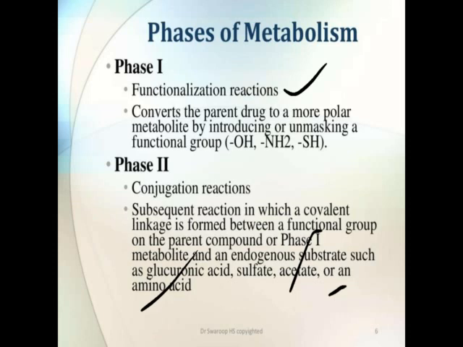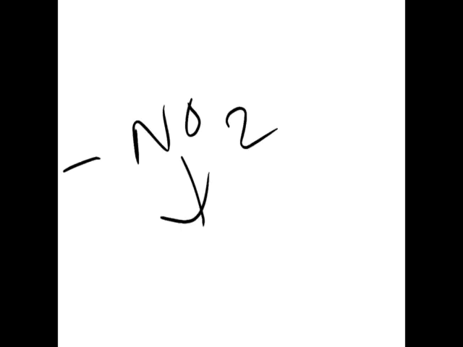Okay, for example, suppose the drug has a nitro group in its structure. In the phase 1 reaction, the nitro group is converted into NH2. So this is a reduction reaction. This is the phase 1 reaction in which the nitro group is converted into a compound having a hydrophilic or polar functional group like NH2.